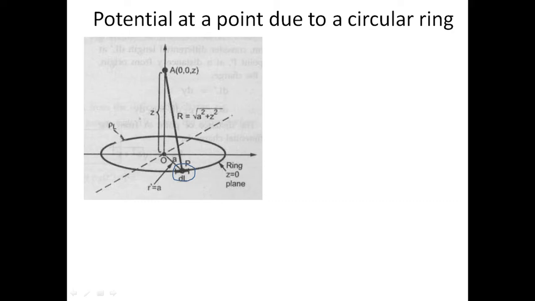Now what will be the length of this DL if you consider cylindrical coordinate system? If I draw a line like this, we know that this angle we will take as d phi. This we know from when we discussed differential elements. When this angle is d phi, what will be this length DL? The radius of this ring we have taken as a, so it will be a d phi. And what will be the unit vector of this one? The unit vector will be like this, which is nothing but a phi.